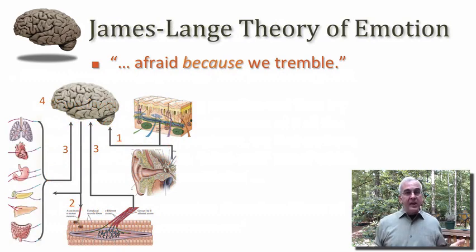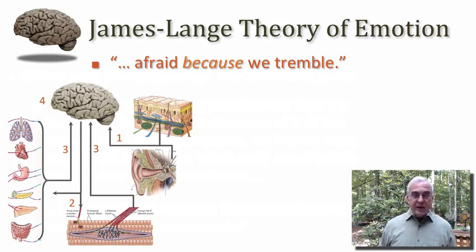Well, James and at about the same time, Lang together came up with pretty much the same concept. And together, this is sometimes called the James-Lang theory of emotion. It's one of the very earliest neurobiological theories of emotion. And here's how this worked.